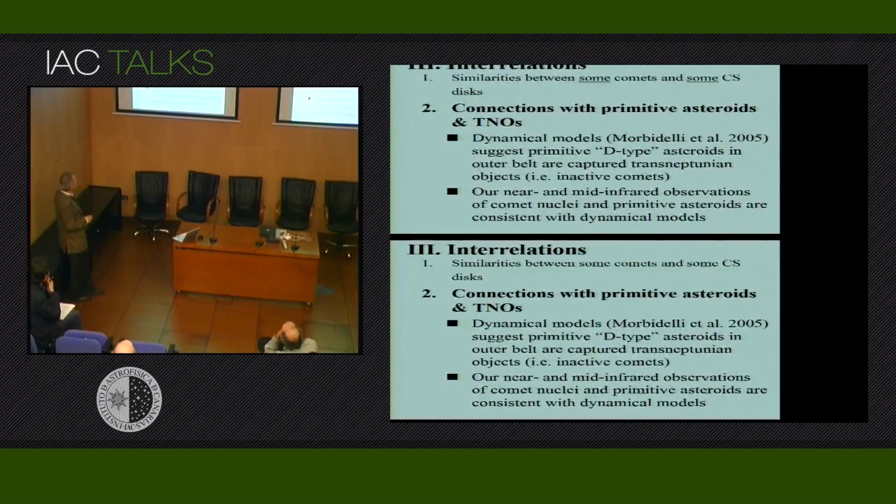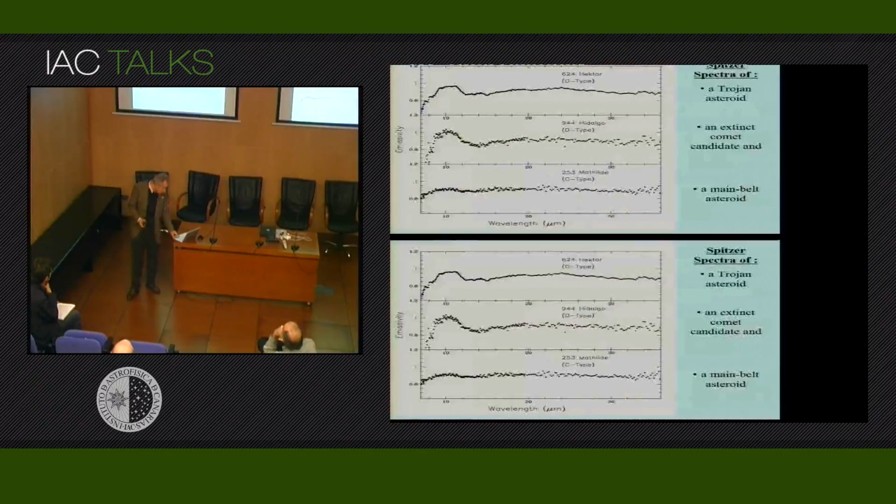And here are Spitzer spectra of a D-type Trojan asteroid. This is our Spitzer spectrum of comet 944 Hidalgo, which is the most likely asteroid to be an extinct comet, actually quite strong evidence dynamically. And here's a main belt asteroid, and you can see that this structure here is very similar between the D-type and the extinct comet candidate, but it's almost gone in the main belt asteroid. So we found a very diagnostic tool to study what may have happened in the early solar system.